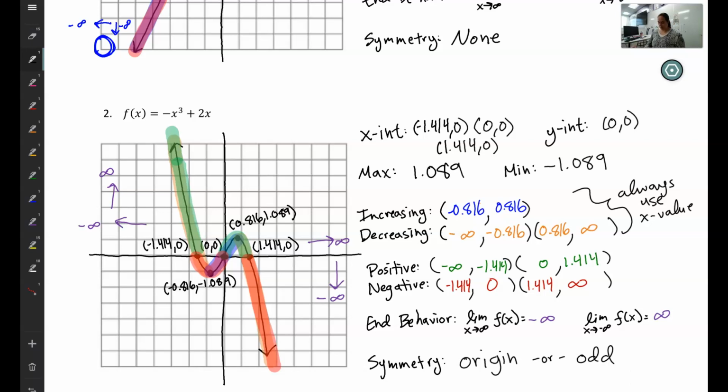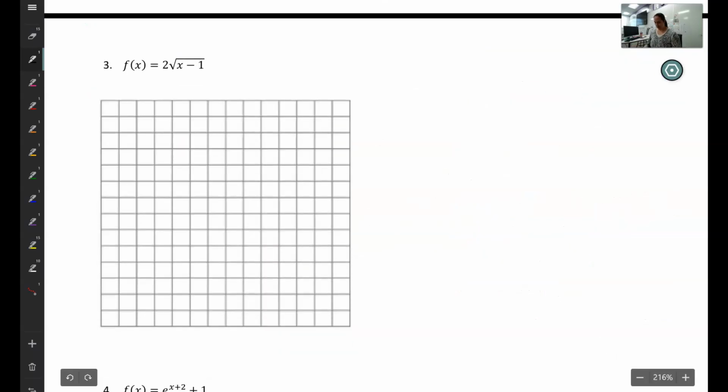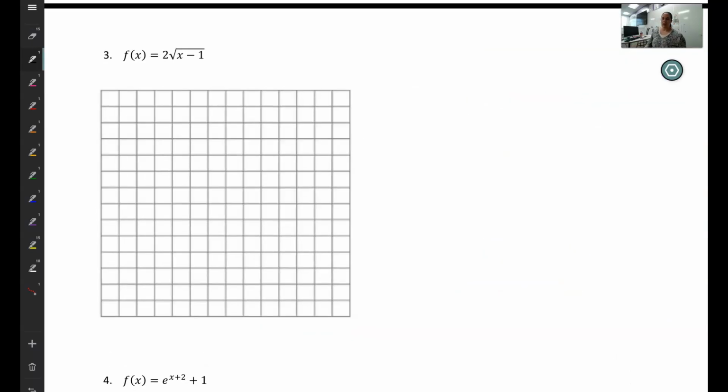There's number 2. That one was a little more complicated. Hopefully it cleared up some things. I want you to try number 3 on your own. So go to Desmos, graph it, fill in your template, and then fill in all the pieces of that template, and then come back and see if you got it.